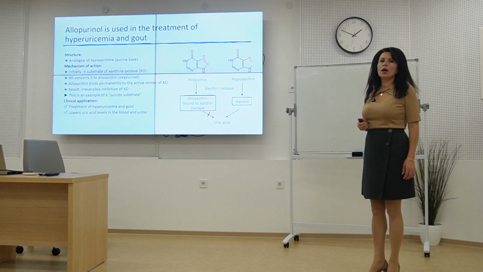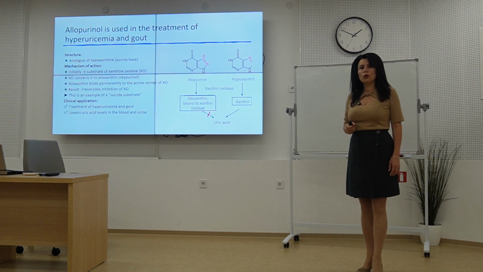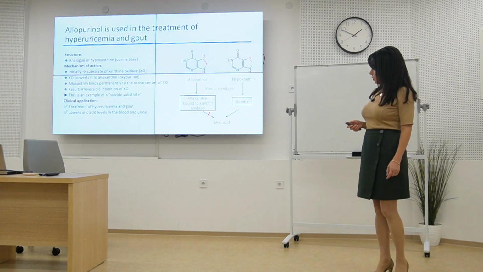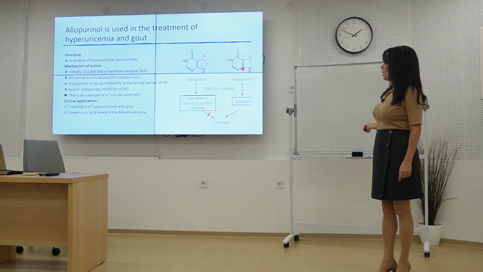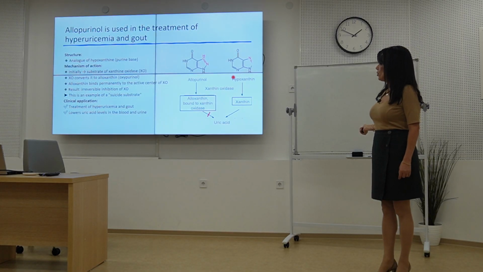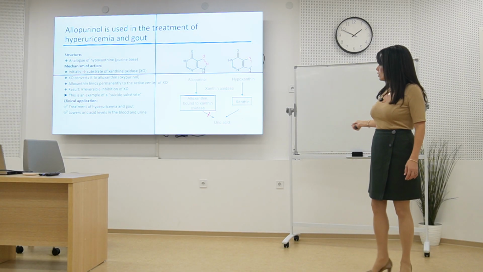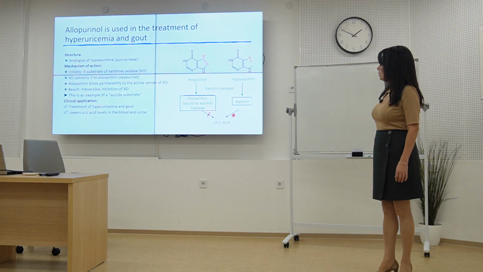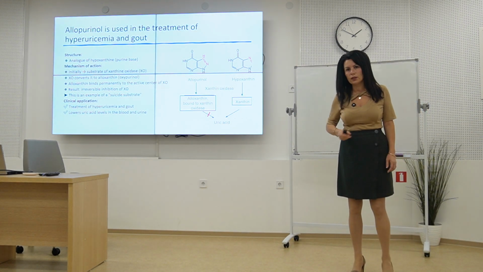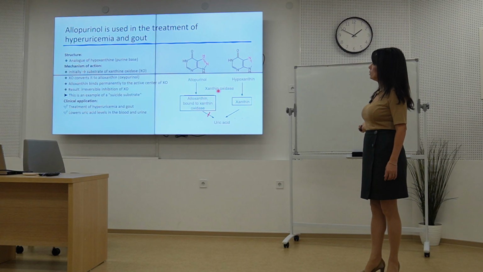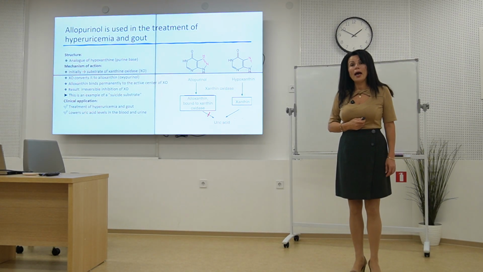The other example is allopurinol. Allopurinol is a drug which is used for the treatment of gout because it is a structural analog of hypoxanthine. The last two reactions in the purine nucleotide degradation are these ones: hypoxanthine, xanthine, uric acid. These are the last two reactions. Both of the reactions are catalyzed by the same enzyme called xanthine oxidase. Allopurinol, because it is a structural analog of hypoxanthine, is an inhibitor of xanthine oxidase and there is no production of uric acid in the end.